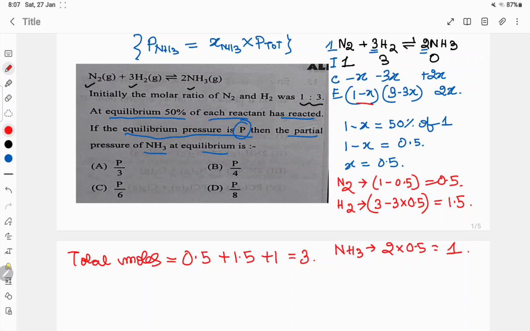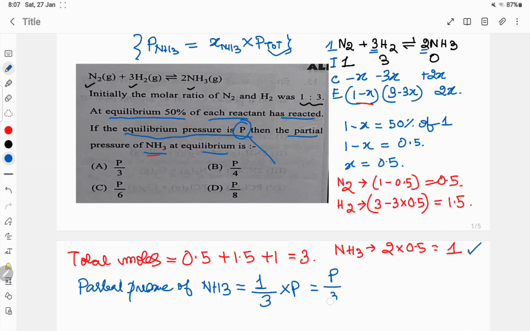Okay then, so at last, let's find the partial pressure of ammonia. Partial pressure of ammonia is equal to mole fraction times total pressure. The number of moles of ammonia is 1, divided by the total number of moles, which is 3. This is the mole fraction, the number of moles divided by the total number of moles, into total pressure. Total pressure is given as P. Okay, so P by 3. So the partial pressure is P by 3. So the correct answer is A.